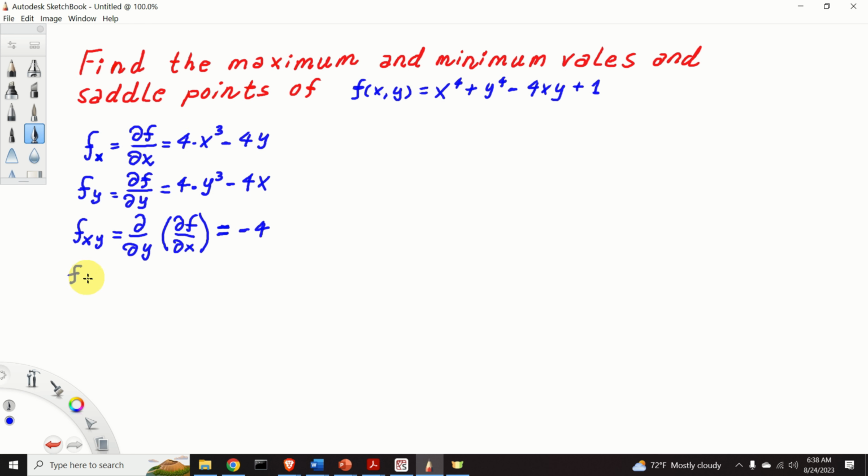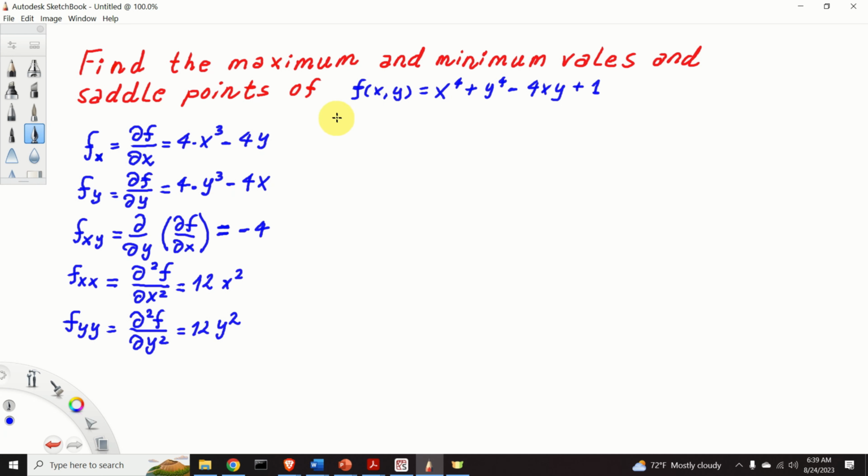Next, we need to find fxx. This is basically the second partial derivative of f with respect to x. What do we see over here? That's basically 12 times x to the power 2. And finally, we need to find fyy. Fyy is the second partial derivative of f with respect to y. And obviously, from this expression, we have 12y to the power 2.